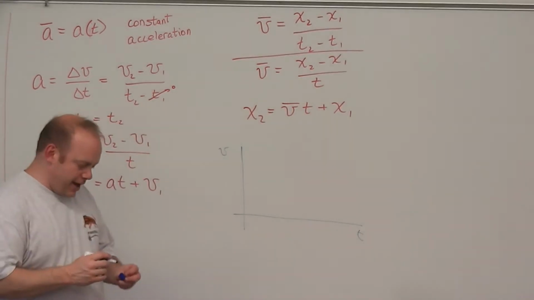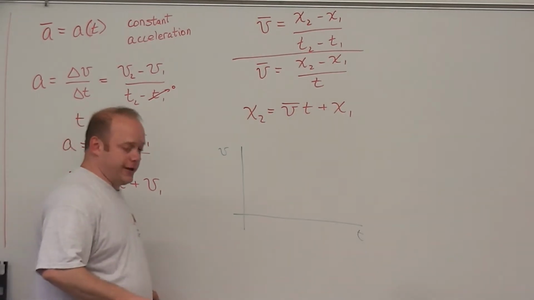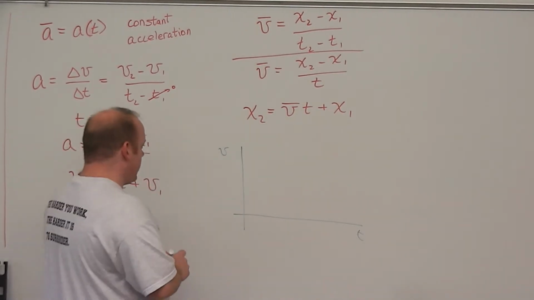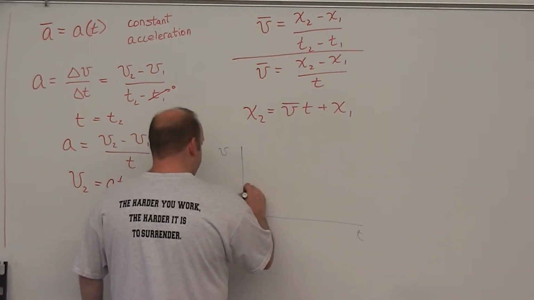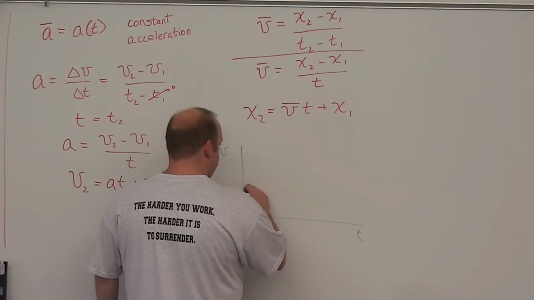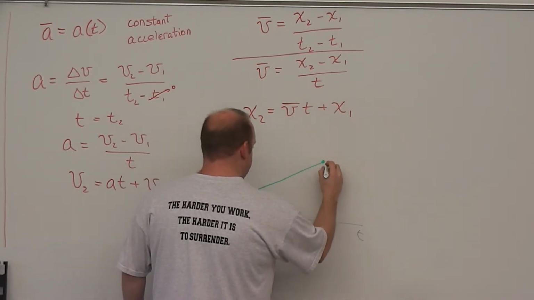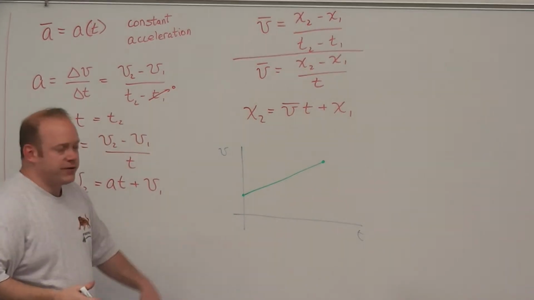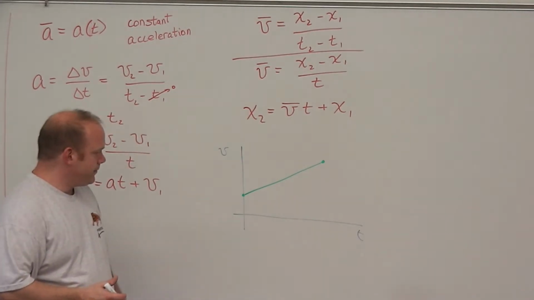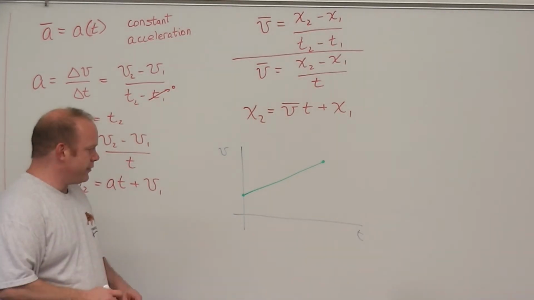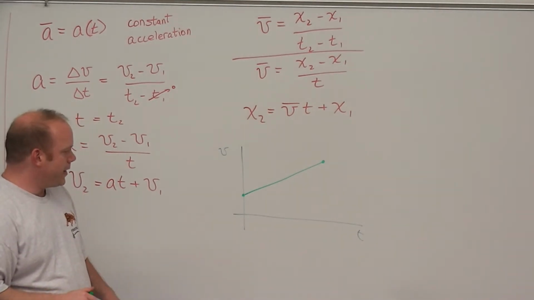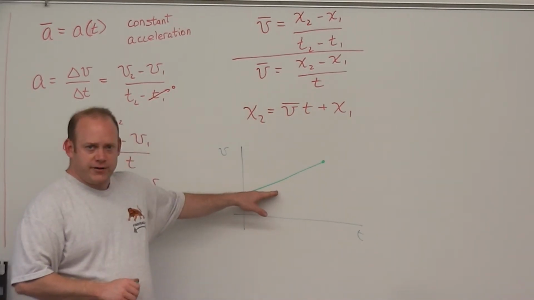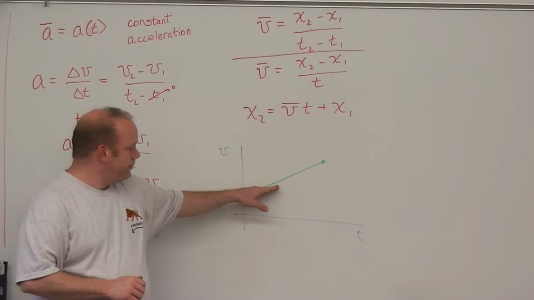If I have a constant acceleration, if and only if I have a constant acceleration, my graph will look like this. The slope of a velocity versus time graph is going to be acceleration. We'll talk about that more when we get to graphing. Because I have a constant acceleration, I have a constant slope.